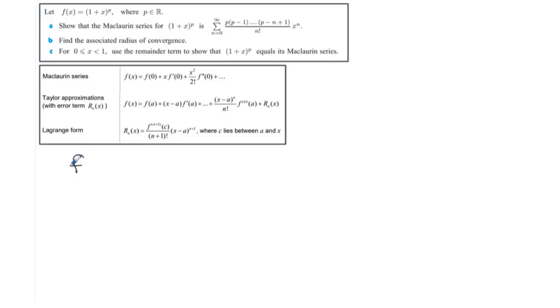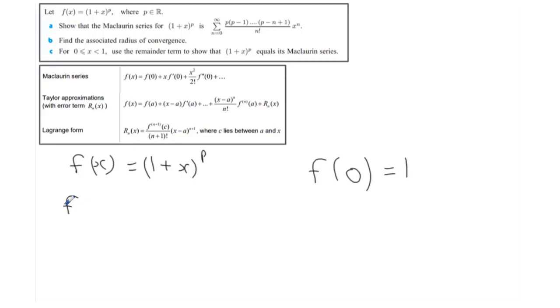So f of x equals (1 plus x) to the p. F of 0, well, that's going to be (1 plus 0) to the power p, which is going to be 1 to the power p. So 1 to the power of some real number is just going to be 1.